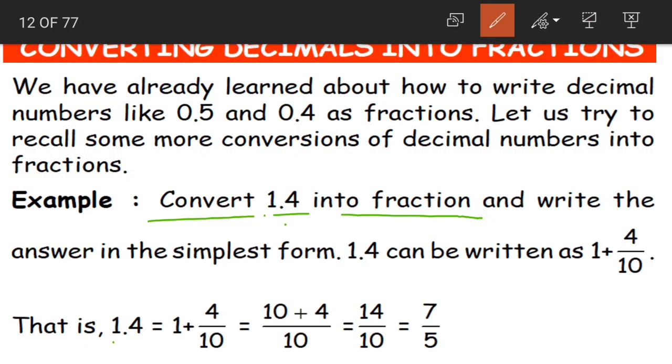What did we conclude here now? 1.4 is nothing but 1 plus 4 by 10. Now let us start with this again. 1 plus 4 divided by 10. The decimal part, that is 4 divided by, after 1, here we have only one decimal place, so we place one 0. Now how will we add this? We have a whole number and a fraction. How will we add this, children?